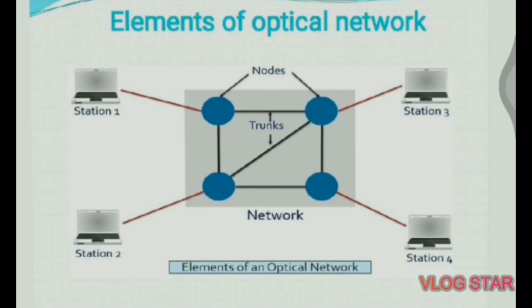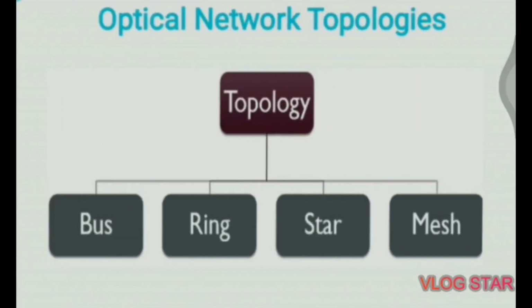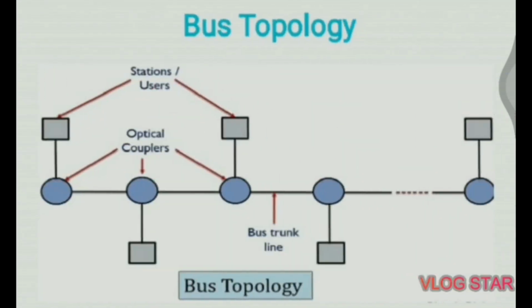Okay friends, as we have already discussed, topology is the arrangement of multiple optical fiber transmission lines in an optical network. So let us now move forward to understand the various topology configurations. The topology is divided into four types. The first is bus topology, second ring topology, third star topology, and last mesh topology. Let us see first bus topology.